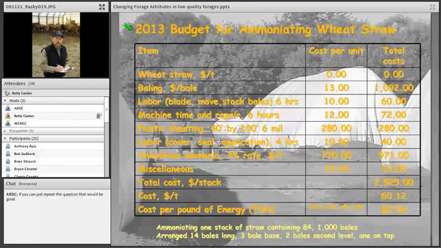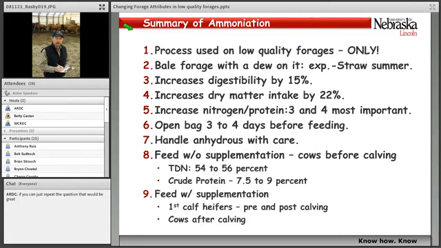So when you take a look at it from an energy standpoint, it does do a good job of meeting that cow's energy requirements prior to calving, and that would be the cost. Summary on wheat, on ammoniation: the process is to be used only on low-quality forages.